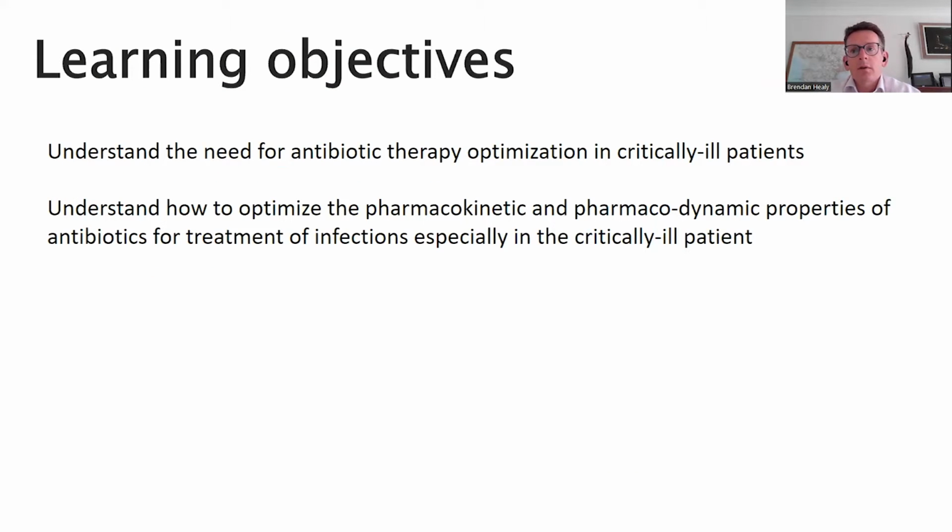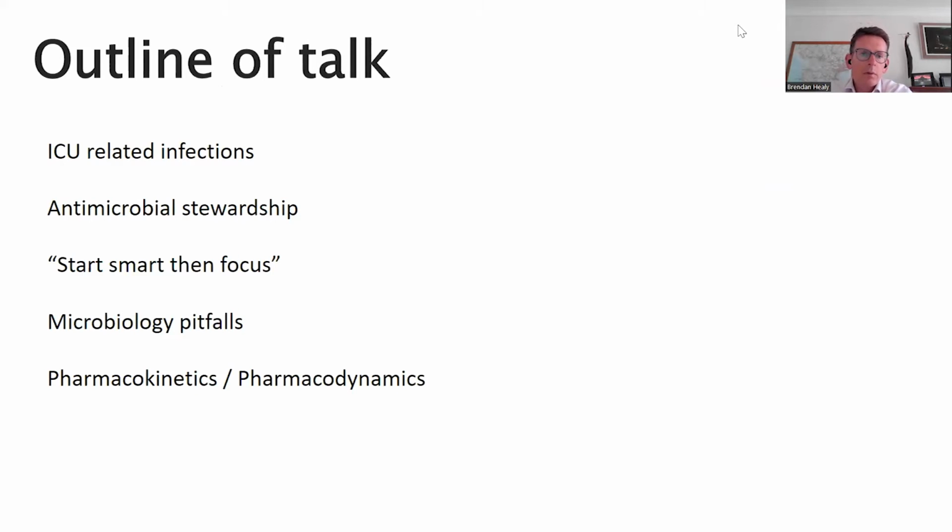So the learning objectives that I was set were to understand the need for antibiotic therapy optimization in critically ill patients, and to understand how to optimize the pharmacokinetic and pharmacodynamic properties of antibiotics for treatment of infections, especially in the critically ill patient. So I'm going to talk about pharmacokinetics and pharmacodynamics, but I'm not going to spend the whole talk looking at that particular topic, because I think there are lots of other important issues related to management of infections in the critically ill.